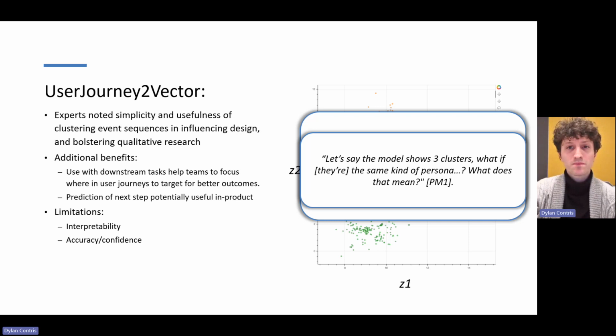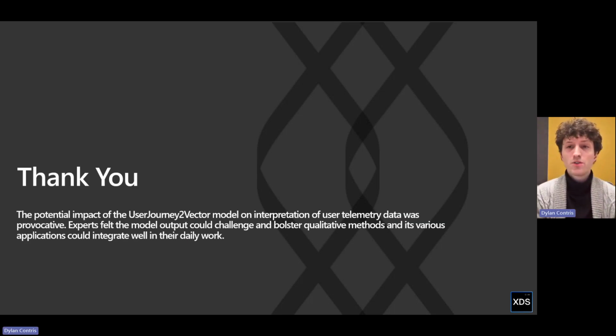In closing, the potential impact of the UserJourney2Vector model on interpretation of user telemetry data was provocative. Experts felt the model output could challenge and bolster qualitative methods, and its various applications could integrate well in their daily work.